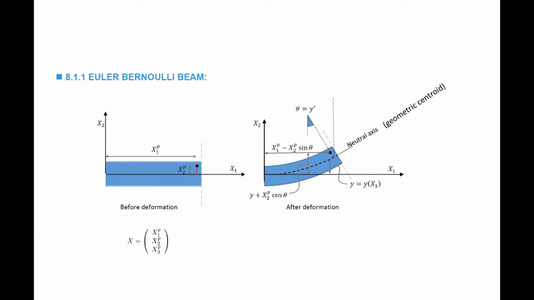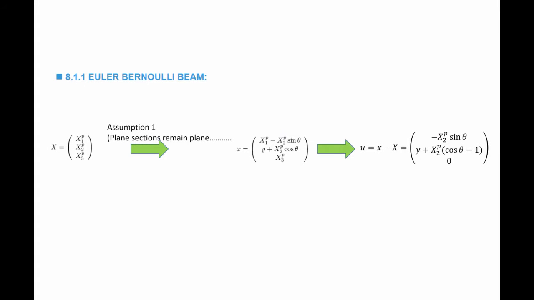Given that this distance is y, then the new position of the point can be calculated knowing that plane sections remain plane and perpendicular. So the new coordinates of this point are: the horizontal component is equal to the original component minus x2 sine theta, while the vertical component is equal to the distance y plus x2 cosine theta, where theta is the inclination of that cross section. And so this basic assumption of plane sections remain plane and perpendicular to the neutral axis after deformation allows me to calculate the position of the point after deformation, having those three components. So, given capital X as the original position, small x as the new position, the displacement is equal to x minus capital X and gives me those three components.